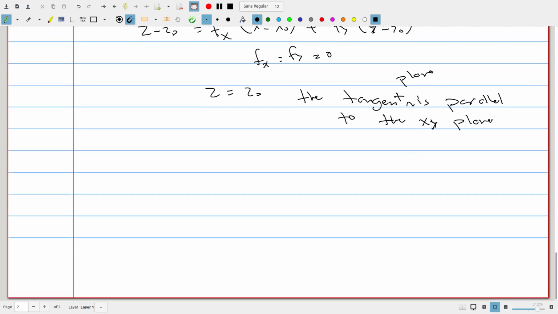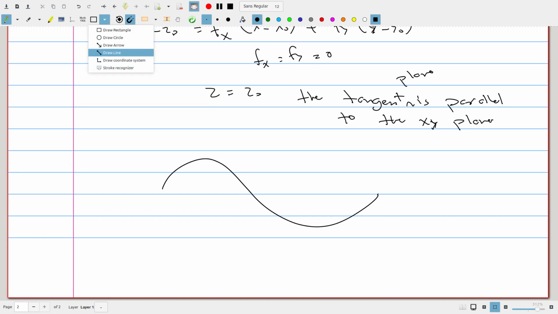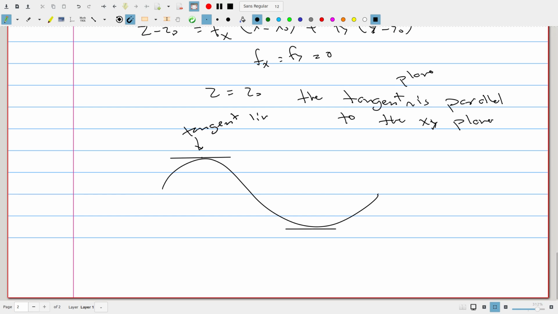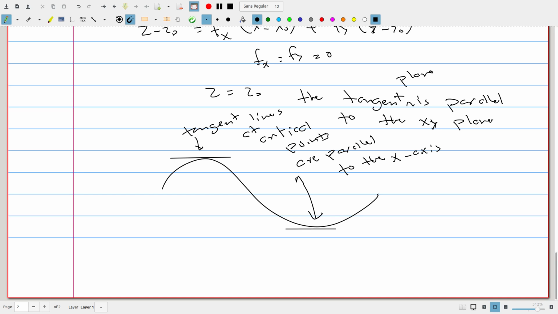So in single variable calculus you have the tangent line being parallel to the x-axis, right? So this is a tangent line. Tangent lines at critical points are parallel to the x-axis, right?